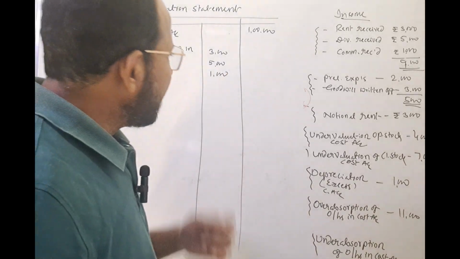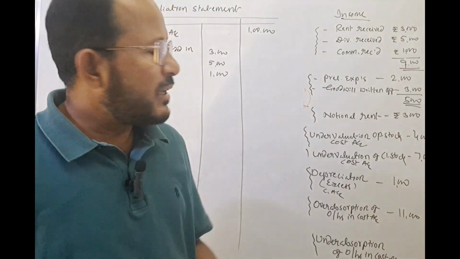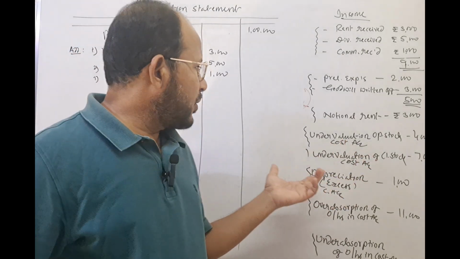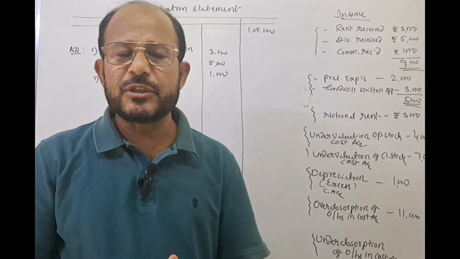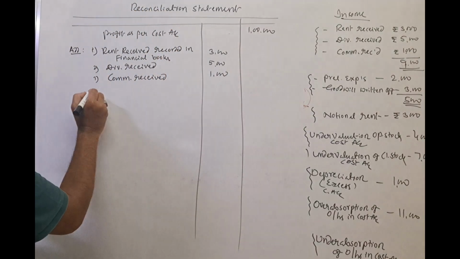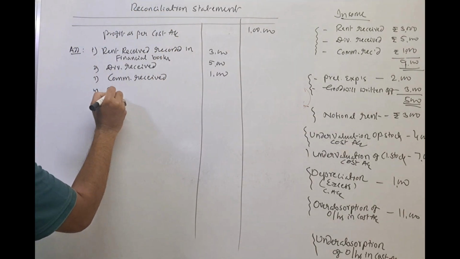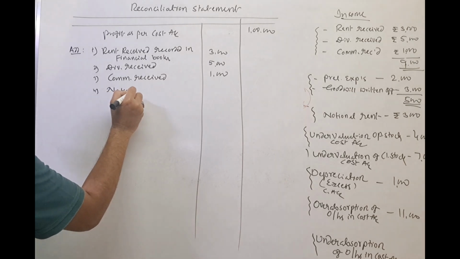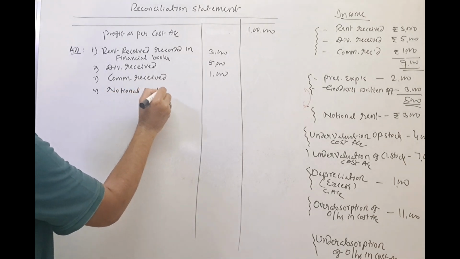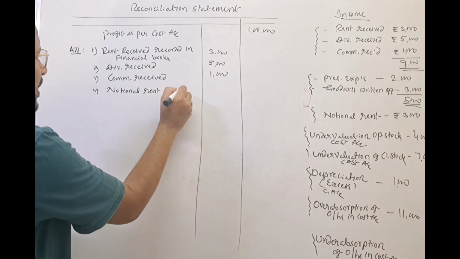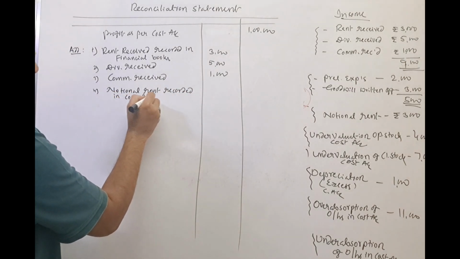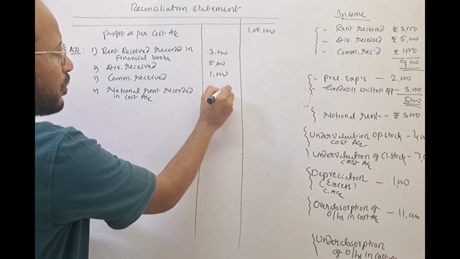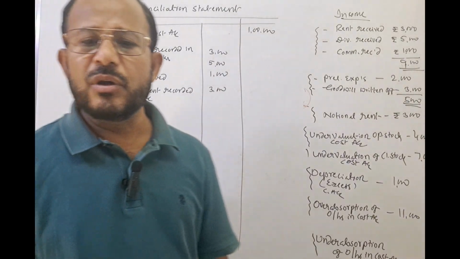And what are the other items to be added here? Just I had taken, the notional rent is there. Rupees 3,000. This notional rent I am going to write here. Notional rent recorded in cost accounts only. In cost accounts, rupees 3,000 we have to take.